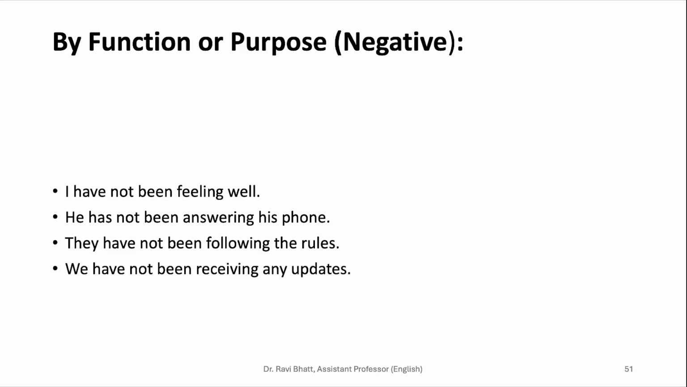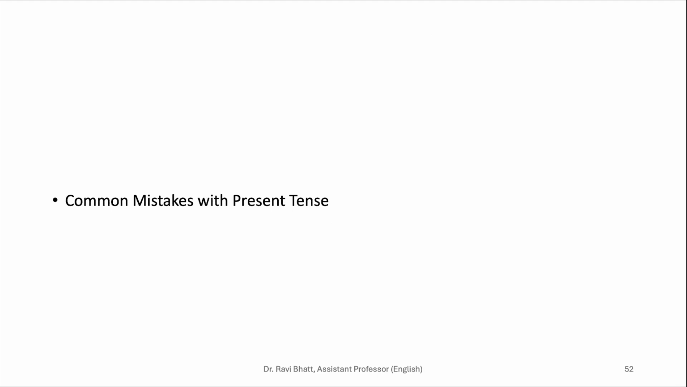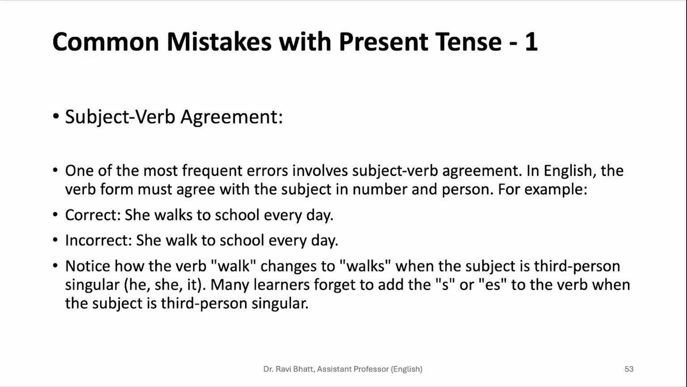Moving ahead, now let's talk about some of the common mistakes with present tense. Now, the first mistake, subject verb agreement. You know that as per subject verb agreement, the verb of the sentence must always conform to the nature of the subject. So, like I said, one of the most frequent errors involves subject verb agreement. In English, the verb form must agree with the subject in number and person.